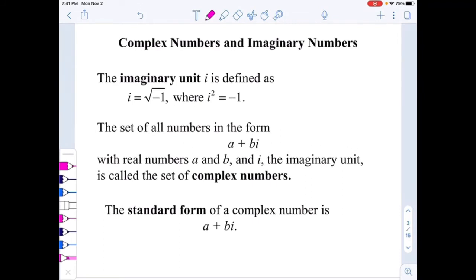It says the imaginary unit i is defined as i equals the square root of -1, where i squared is equal to -1. The set of all numbers in the form a plus bi, where a and b are real numbers and i is the imaginary unit, is called the set of complex numbers. The standard form of a complex number is a plus bi. It's always the real component added with the imaginary unit.